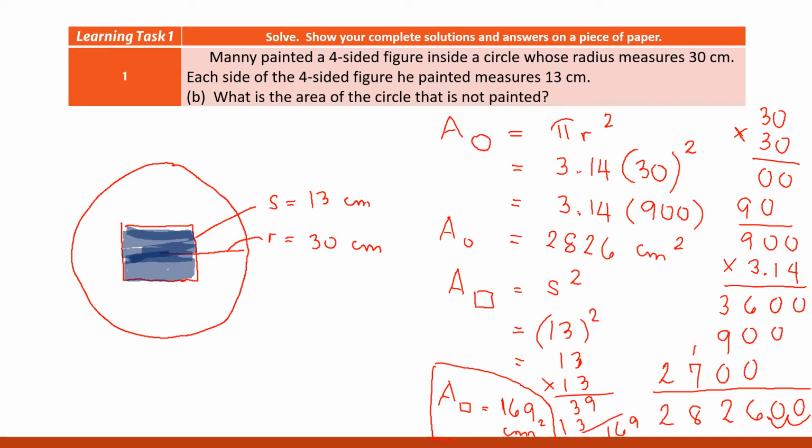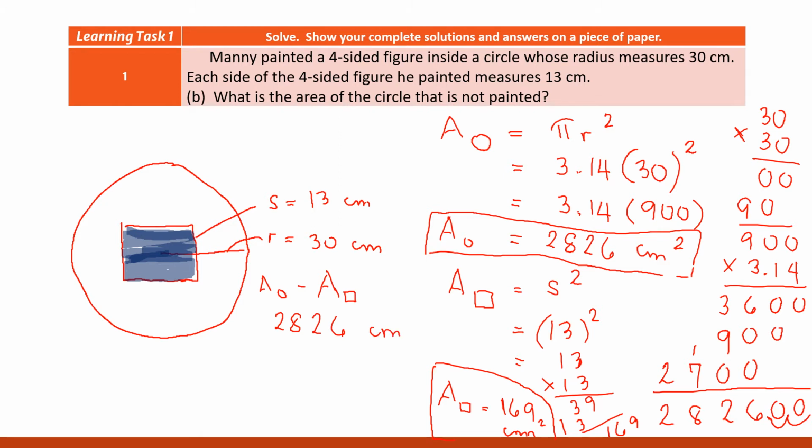So, meron na tayong area of a circle which is 2,826 square centimeter. Tapos, area of a square is 169 square centimeter. Dahil ang tanong ay area of the circle that is not painted, so ang pinakahuli natin gagawin ay yung area, okay, of a circle minus the area of a square na na-compute natin. Bakit? Kasi nga, para mabawas natin yung painted area na ginawa ni Manny. Okay? So, sa makatuwid, meron tayong 2,826 square centimeter.